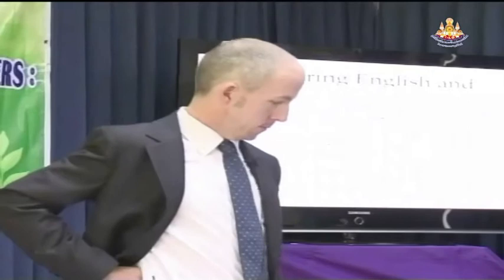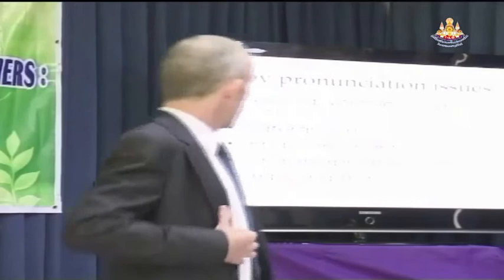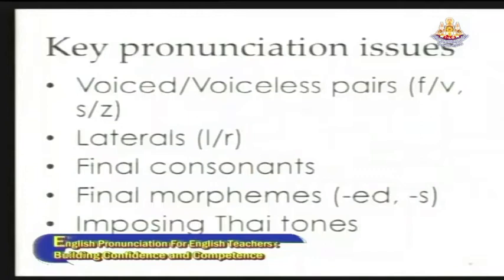Okay, good. All right, I'm going to talk to you about my ideas here, some things you already said. Voiced and voiceless: F and V, S and Z. That's difficult for Thai learners. Laterals: the L and the R. Final consonants, we talked about that. Final consonants are very similar to final morphemes. Probably morpheme is a new word. That's okay. ED and S, it's grammar: the grammar endings, past tense, plural S. So the ED, want or wanted, works. That is difficult. And then imposing Thai tones.